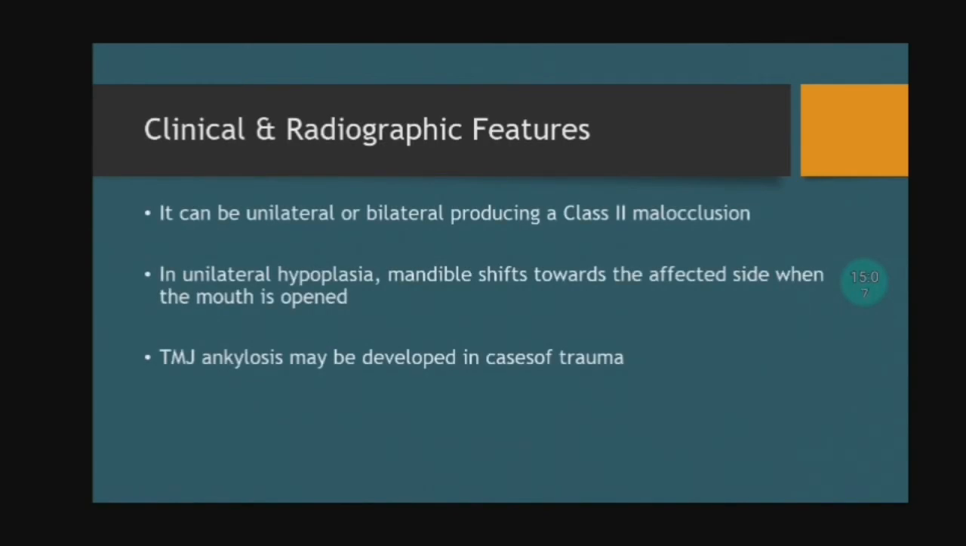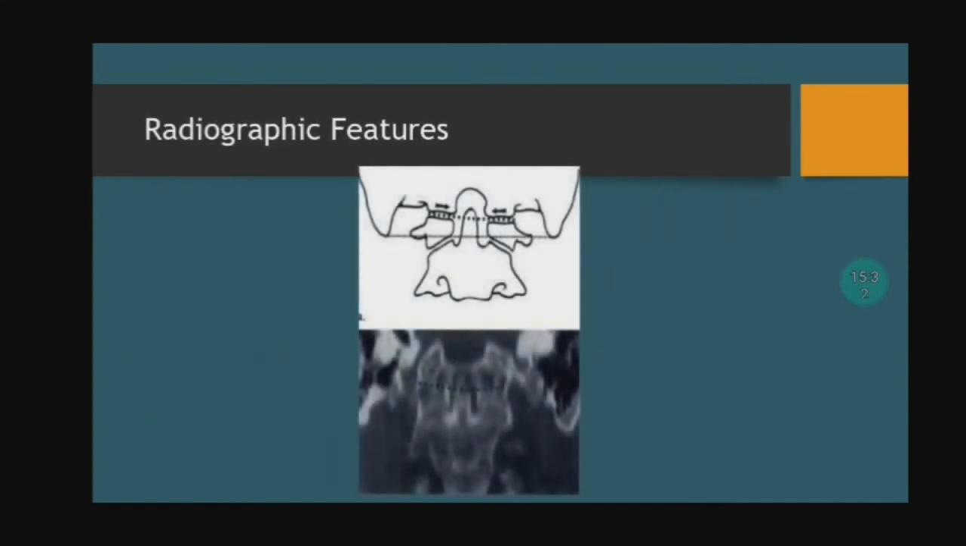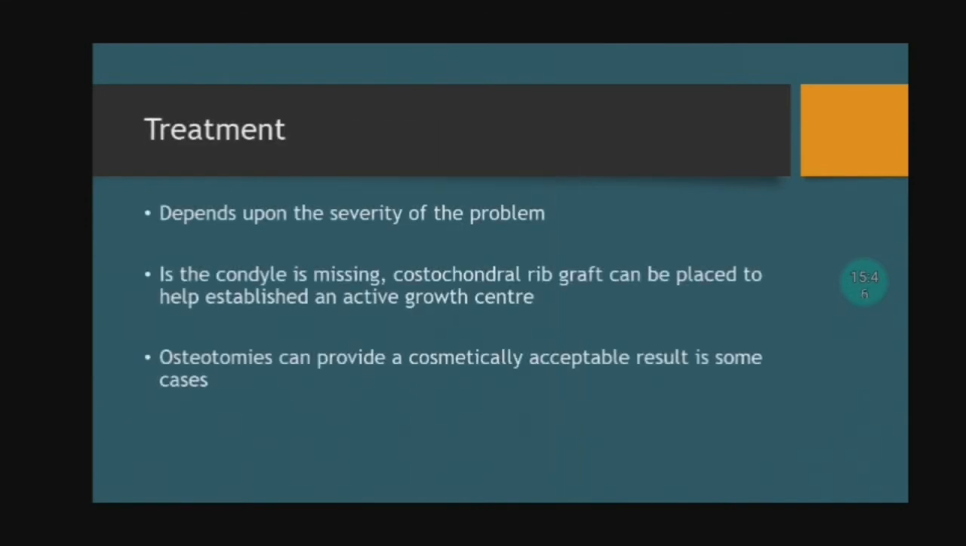Clinical and radiographic features: it can be unilateral or bilateral, producing a class 2 malocclusion. In unilateral hypoplasia, the mandible shifts towards the affected side when the mouth is opened. TMJ, or temporomandibular joint, ankylosis may develop in case of trauma. Here it shows the radiographic features of ankylosis.